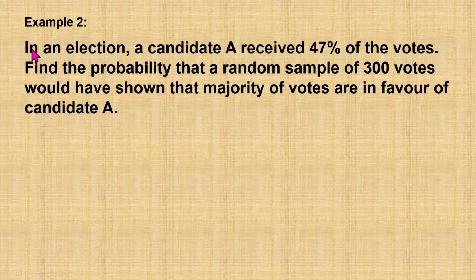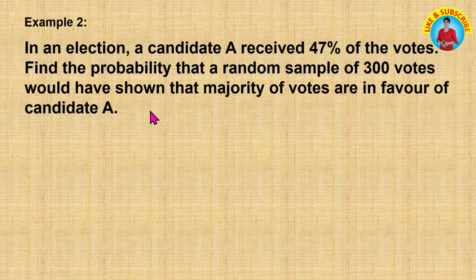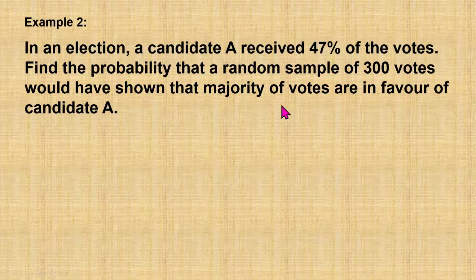Now we move on. In an election, candidate A received 47% of the votes. Find the probability that a random sample of 300 votes would have shown that the majority of votes are in favor of candidate A. In this question, we are given the population proportion, that is 47%. First, we are going to find out the distribution of the sample proportion. Since the sample size is sufficiently large, which is 300, under the central limit theorem, the distribution of the sample proportion is approximately normal.